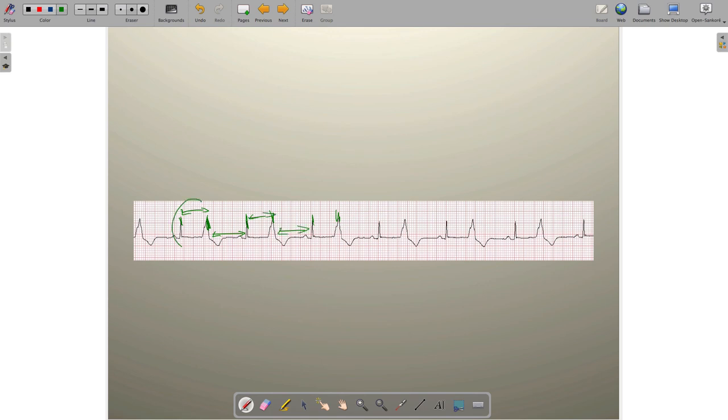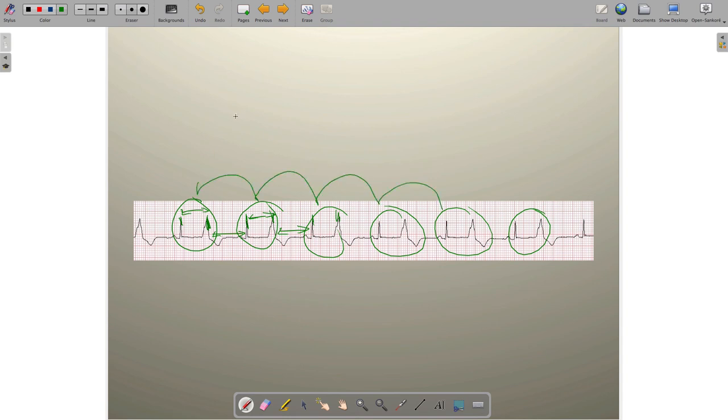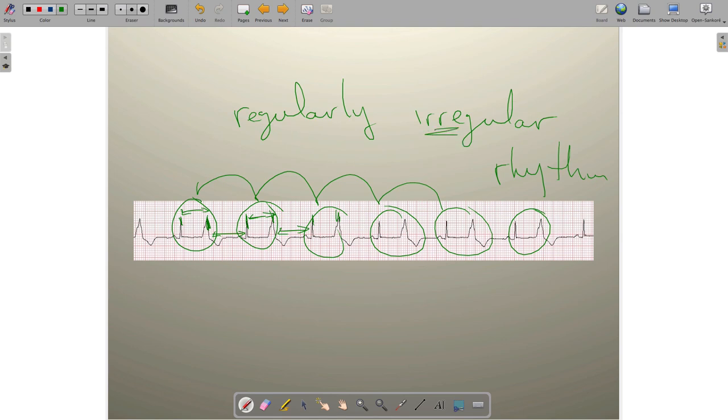Now, if you take this guy, and you take this guy, and you take this group, and this group, and this group, and this group, and you were to measure the distance between the normal looking guy and the weird looking guy, they're all the same. This equals this equals this equals this equals this. This is called a regularly irregular rhythm. So here there is this irregular pattern that's taking place, but there's regularity to the pattern of irregularity.